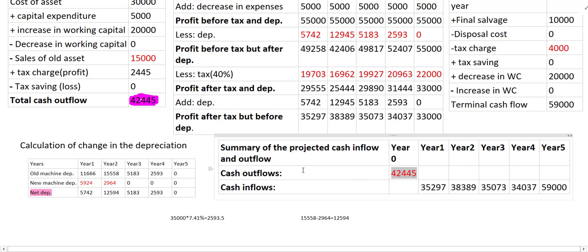So this was the summary, right? So finally, the outflow of the project is this much, but the inflow of the project is for year 1, year 2, year 3, and year 4. In the next chapter, inshallah, based on this information, we will calculate whether the project is profitable or not.